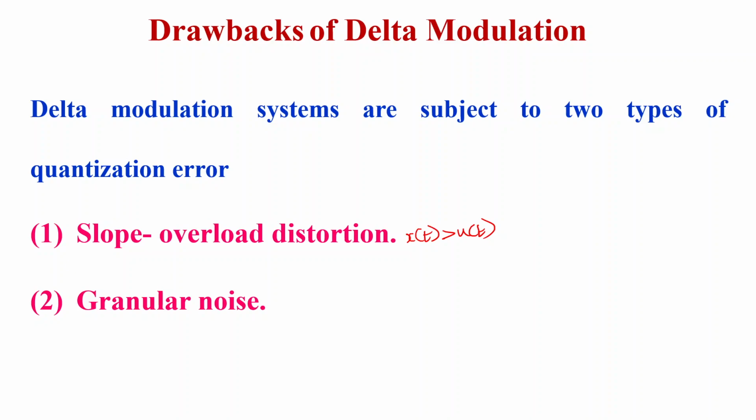The next error is granular noise, also known as hunting. Here x(t) is less than u(t). It means the step size delta becomes too large. This error should be decreased when the slope of the signal x(t) is very low.